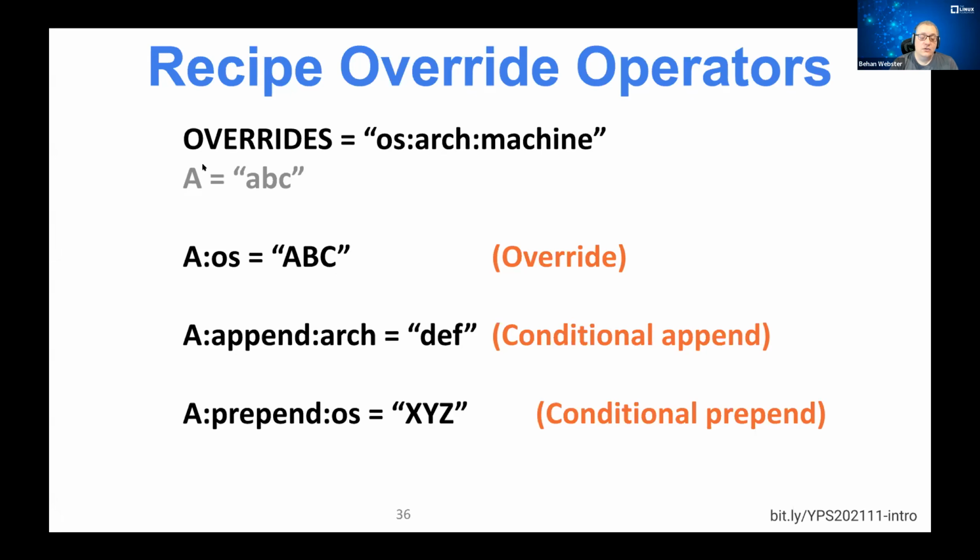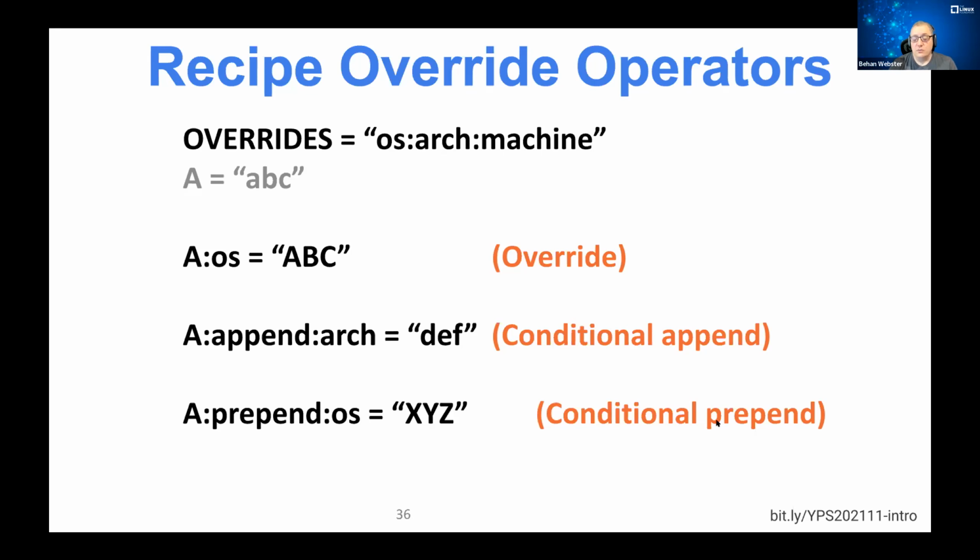Okay, so although we set A equals ABC in lowercase, because the override OS is set, this would instead be used. This would override this value. So A in fact would be set to all in caps ABC because OS is set as an override. And by the way, overrides are read left to right. And notice down here we have an A append arch. So this basically is a conditional append. Because arch is set, in fact, we would then append to A, and so A would become all in caps ABC, and then DEF in lowercase.